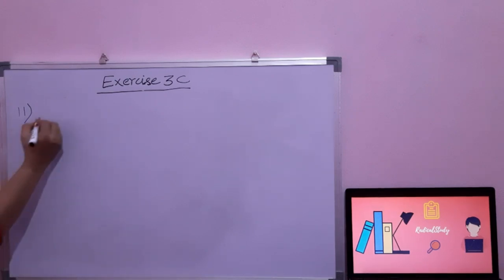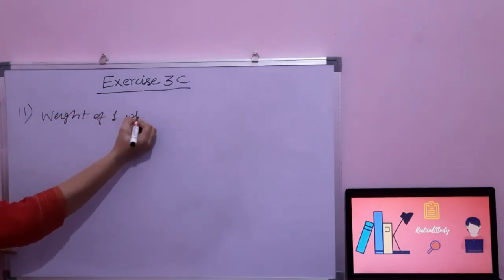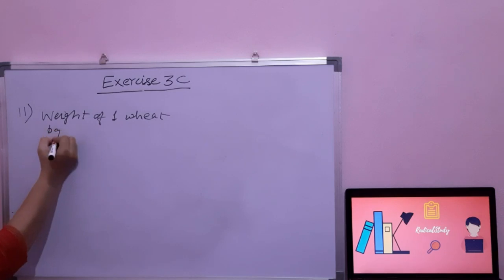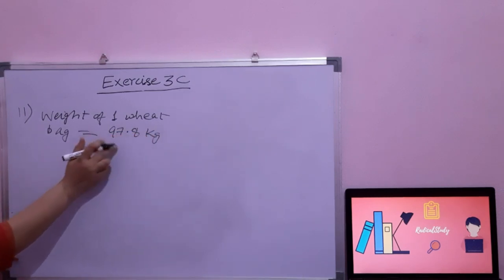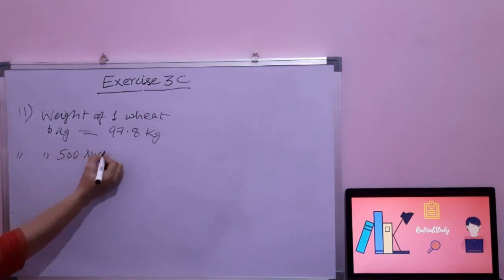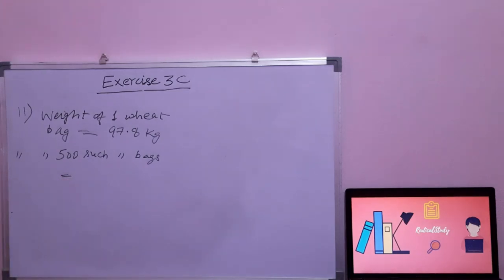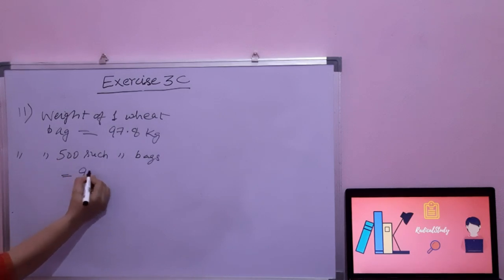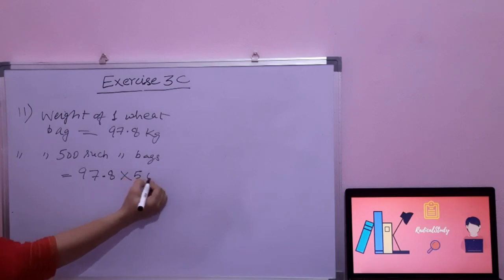Now what is the weight of one wheat bag? The weight of one wheat bag is 97.8 kg. Now ऐसे 500 bags का कितना weight होगा? Weight of 500 such wheat bags. ऐसे 500 wheat bags का क्या weight होगा? तो एक का बताया है, 500 का पूछा है. What we have to do? We have to multiply because m as in more and m as in multiply.